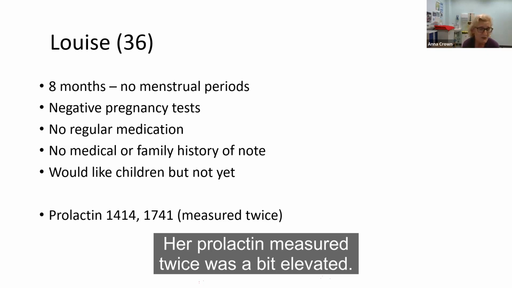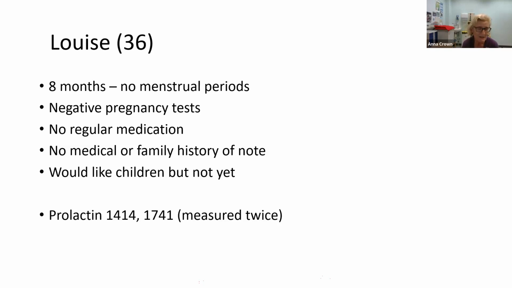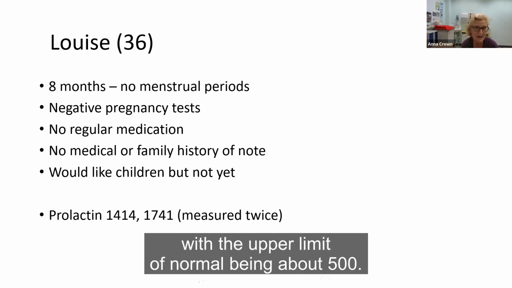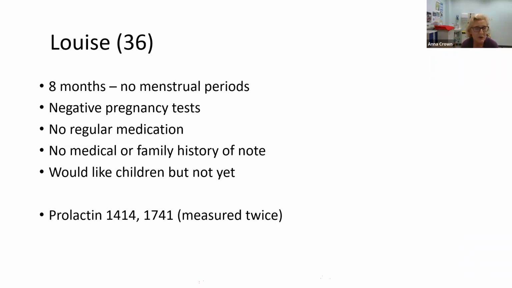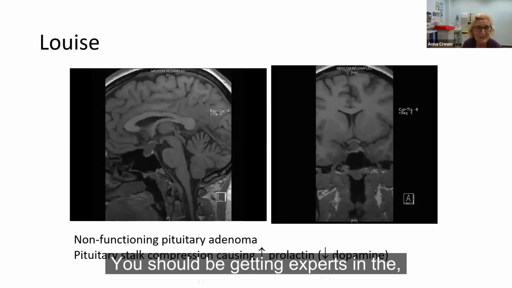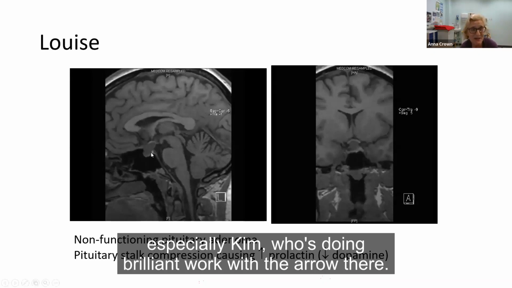And her prolactin, measured twice, was a bit elevated. So you've got levels there, 1400, 1700, with the upper limit of normal being about 500. So next slide, please. We've got her scans. So you should be getting experts in these, especially Kim, who's doing brilliant work with the arrow there.